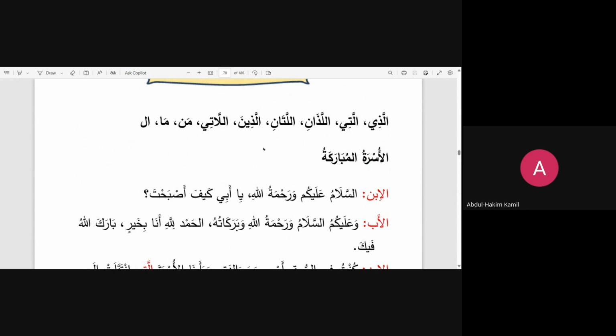Al-usra al-mubaraka. Al-Mubaraka is what? It's a maf'ul. In it is baraka. Allah, the one you barak is Mubarak. That's the one that gives baraka. Mubarak is what? It's a maf'ul.